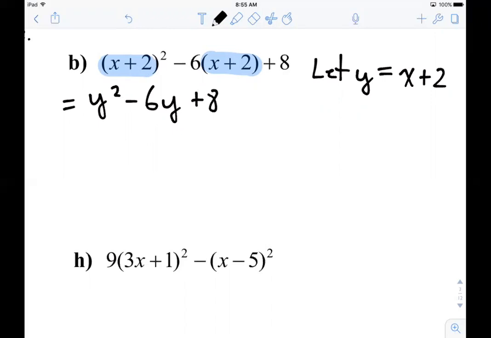So I just need to try and factor that first using the same skills that we learned in our previous lesson. And you can, of course, pause the video here for a second and try it on your own. But I'm just going to go ahead and write down what I found.